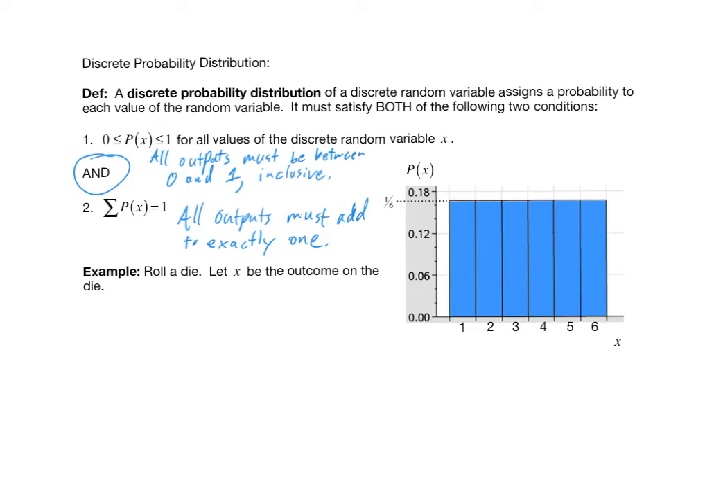Since all the outputs have a value of 1/6, 1/6 is always between 0 and 1, hence that is satisfied. Also, we need all of the outputs to add up to 1. Well, we've got 6 bars here, each with an output of 1/6. Six times 1/6 is exactly 1. So the outputs all add up to 1 as well. So both conditions are satisfied.